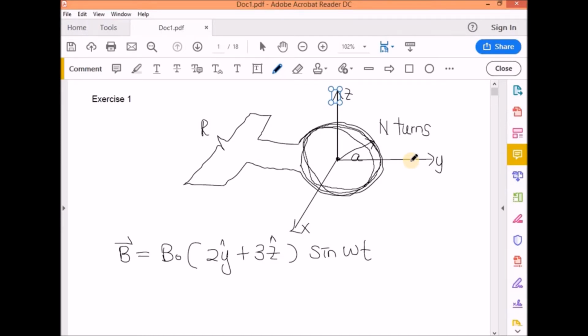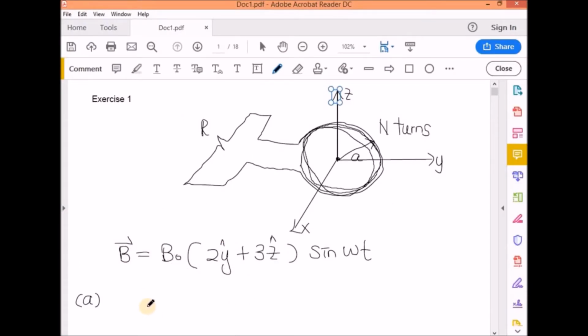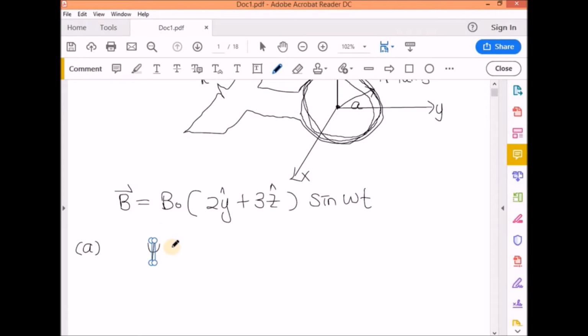The first one: the magnetic flux linking a single turn of the inductor. What is magnetic flux? I redraw the circuit, so these are the parameters given by the question. First they are asking you to find the magnetic flux linking a single turn of the conductor. What is the symbol of the magnetic flux? Do you remember? We are not using this symbol, sorry, we are using this symbol. Do you remember this symbol? This is the symbol for the magnetic flux, and it is equivalent to the integral of B dot ds.